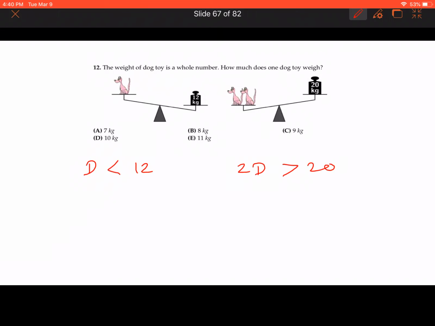So suppose if we take the weight of a dog as 10, then it is going to make it equal, like 10 plus 10, 20 kgs. So it's going to be equivalent in weight. So that means the weight of the dog should be greater than 10. And already it is given that the dog's weight is lesser than 12. So the option is 11. Okay, let's just check. If the weight of one dog is 11, the two dogs will be 22, which will be heavier than 20 kgs. Right? So the option is correct. E is the correct answer.